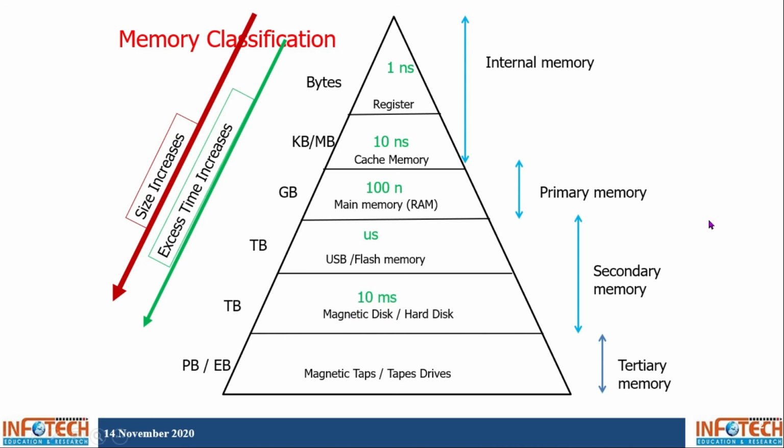Magnetic disk is 10 milliseconds, and magnetic tapes and tape drives 100 milliseconds. So access time is increasing. Here you can see size is increasing, and here you can see access time is increasing. That's why registers and cache memory have less access time and are expensive. A solid state disk is more expensive than a hard disk because the access time is fast.